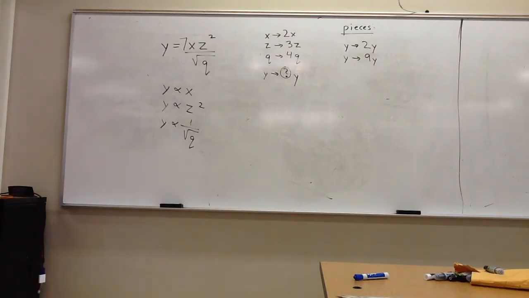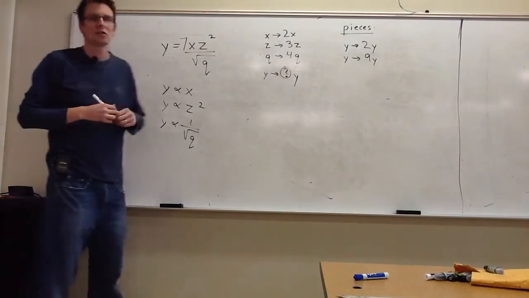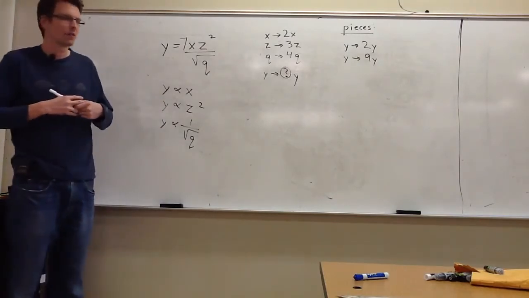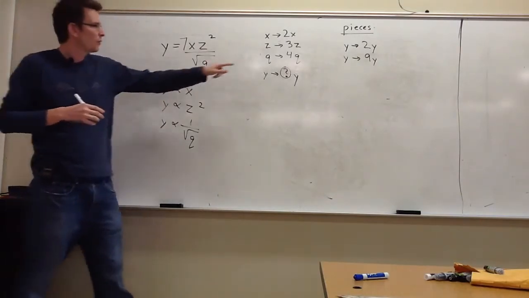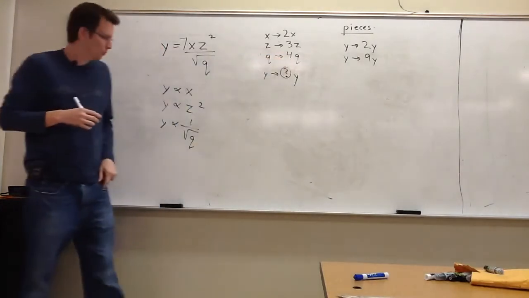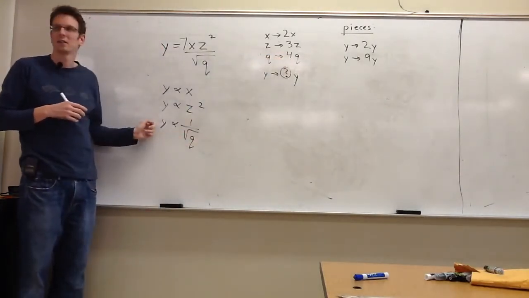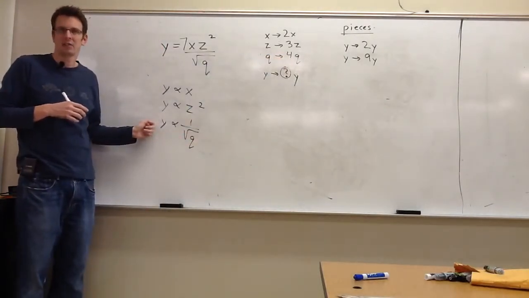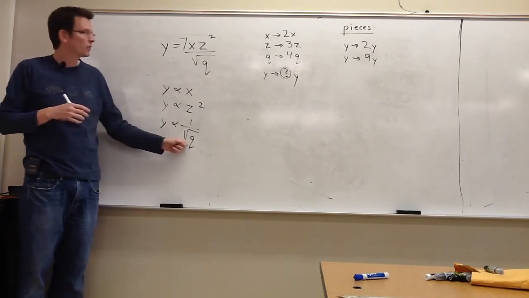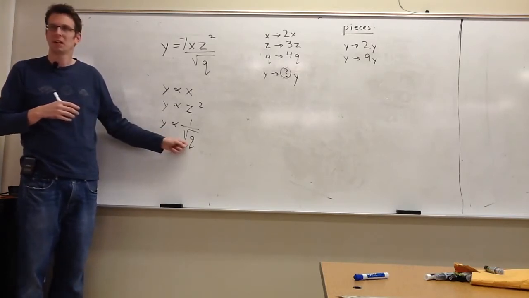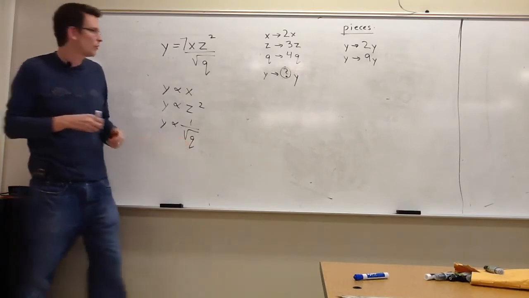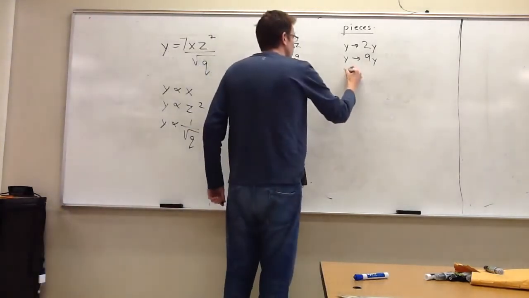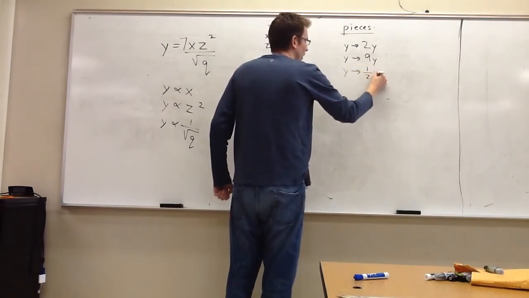Now this is the trickiest one, okay? So maybe you can do this in your head right now, maybe not. If you quadruple the value of q, what are you going to do to y? You're going to halve it, that's right. Because the 4 is going to be down below, because that's where q is, and it's going to get square rooted too. So because of that factor, you're going to have half of y.